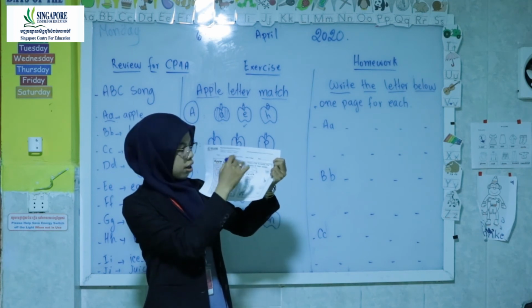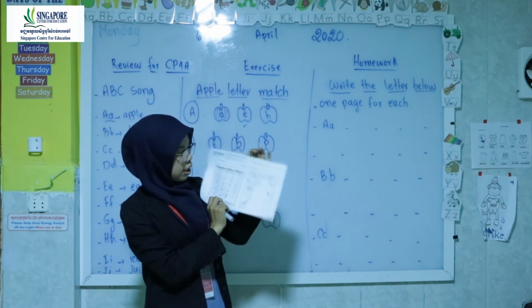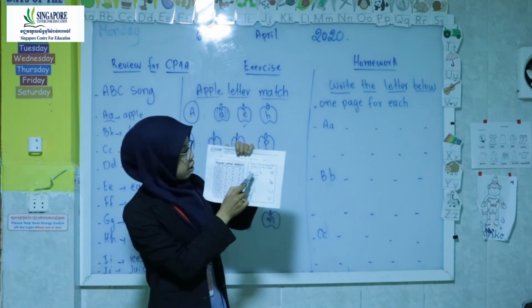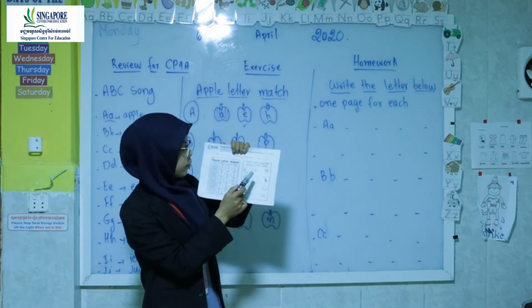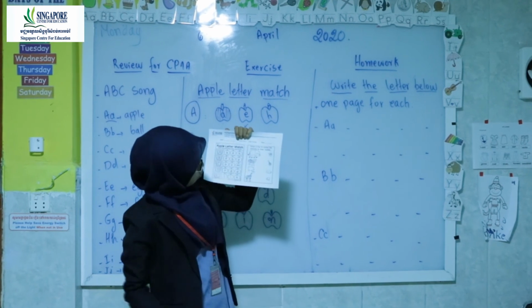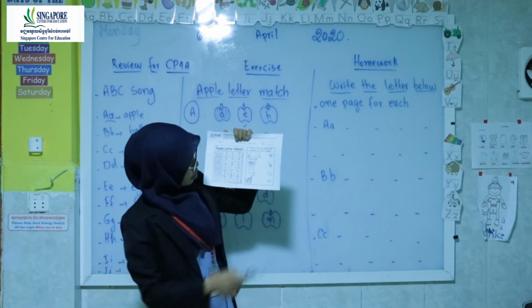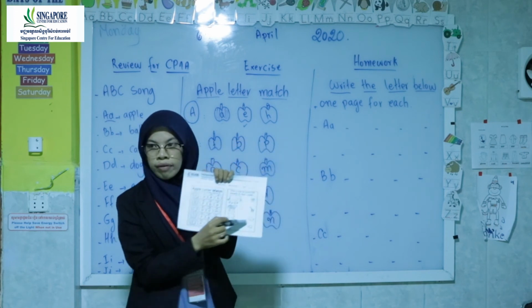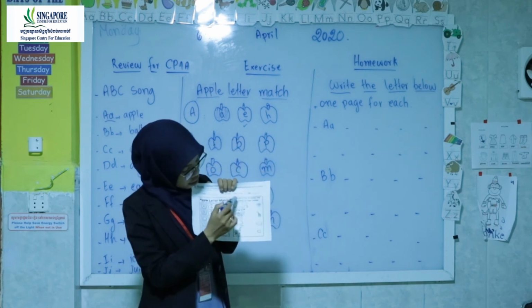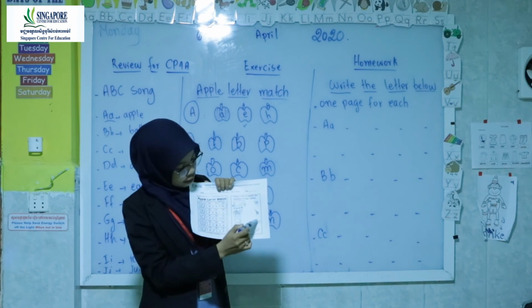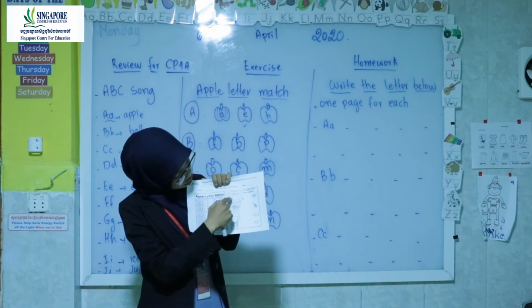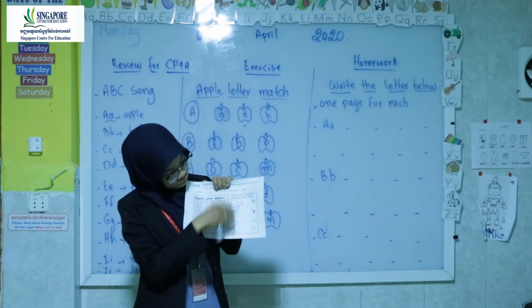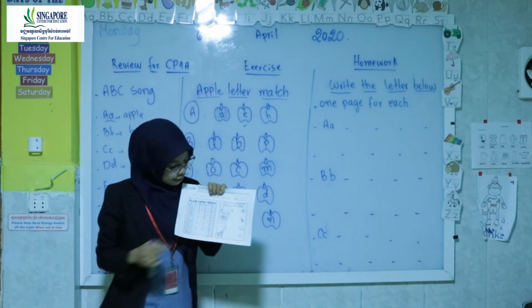Like the example, this is an elephant, right? Yes, elephant. Which one is the elephant's baby? Can you see this one? The elephant's baby. Please draw a line here. We have four exercises.